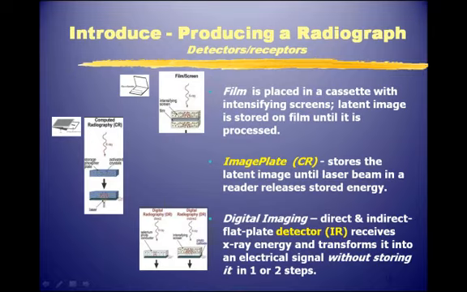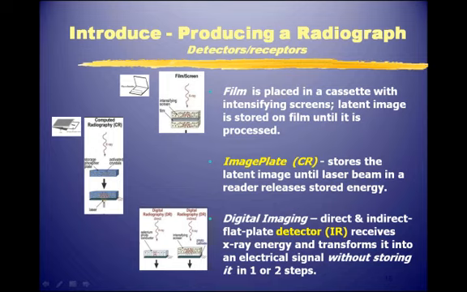Here we see three different kinds of detectors. Either film is placed in a cassette with intensifying screens, and the latent image is stored on that film until it's processed. Or we have computed radiography, cassette-based digital imaging, and the plate stores the latent image until the laser beam in a reader releases that stored energy and transforms it electronically to a visible image on the monitor.